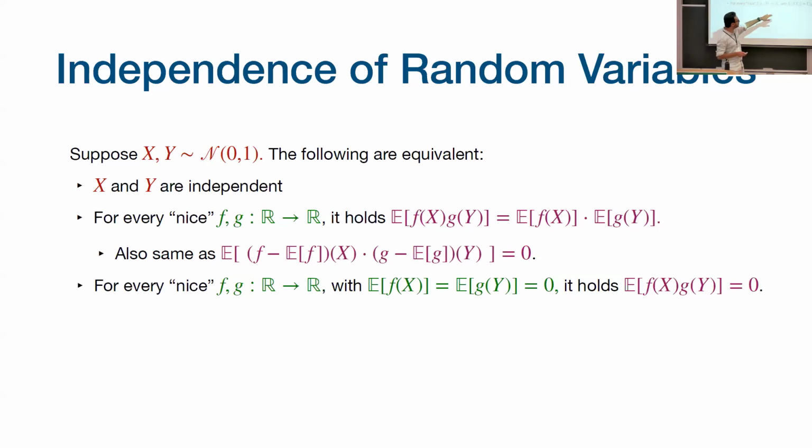And now if you rearrange, this is the same as saying that for every nice function f and g, whose individual expectations are 0, the expectation of f is 0 and the expectation of g is 0, it holds that the expectation of f of x times g of y is 0. This is simply because I can write this expression as expectation of f minus expectation f times g minus expectation g.